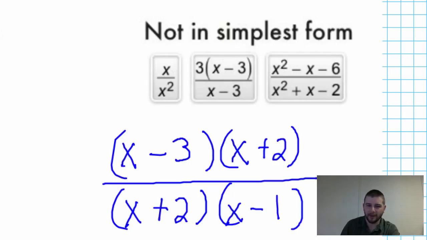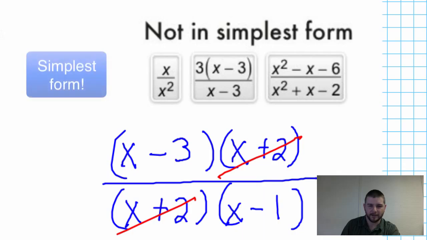And notice what we have going on here. We have a matching binomial in the numerator and denominator, which would cancel out, and we would find that this expression can be reduced and rewritten as simply x minus 3 over x minus 1. And that would be in simplest form.